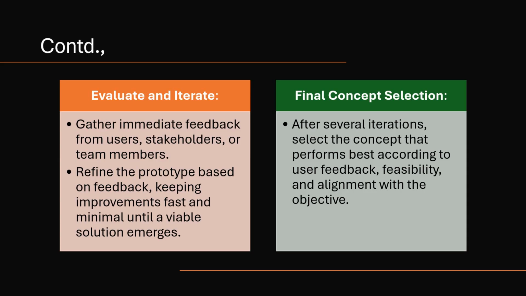Then comes the final concept selection. After multiple iterations, you need to select the concept that performs the best according to the user feedback. See, I'm quoting user feedback first. You need to have the user feedback as the paramount thing, followed by the feasibility and alignment with the objective. So that way you are going to get the final concept selected.